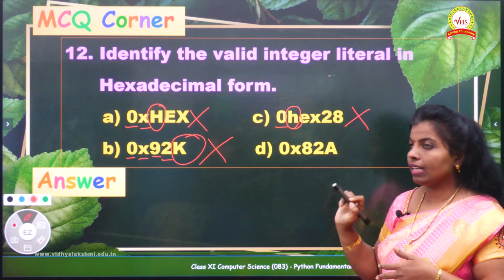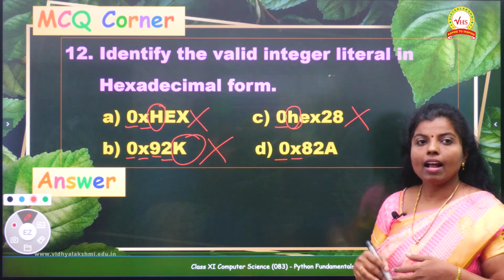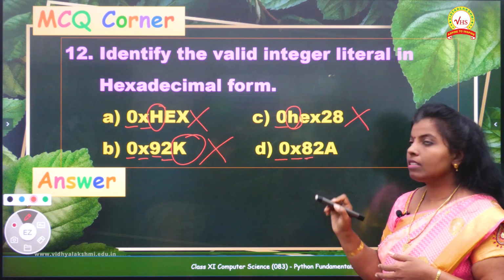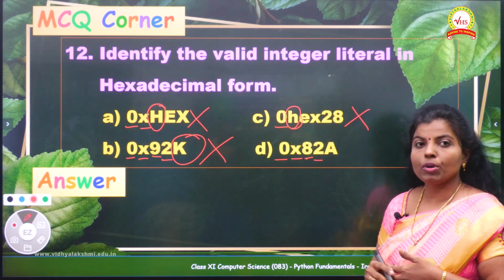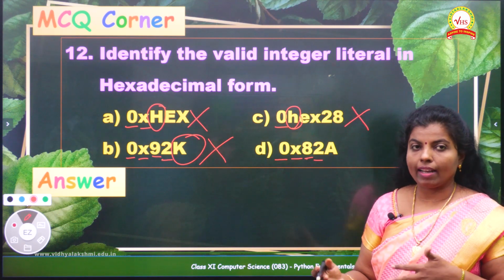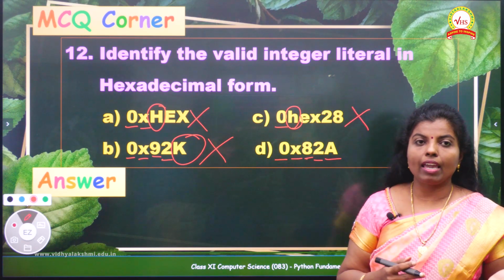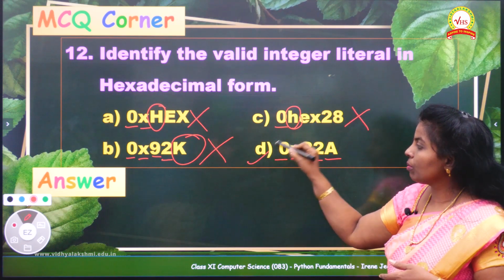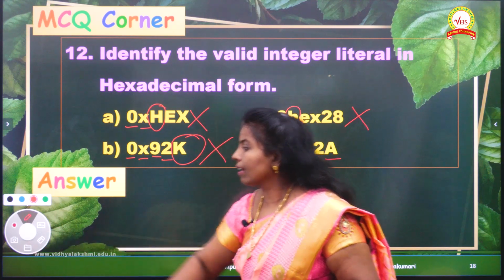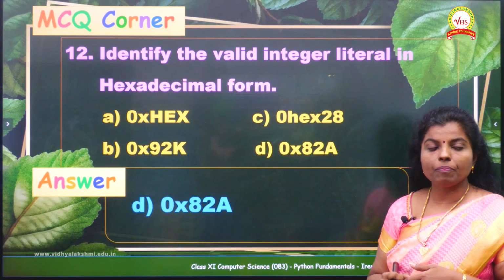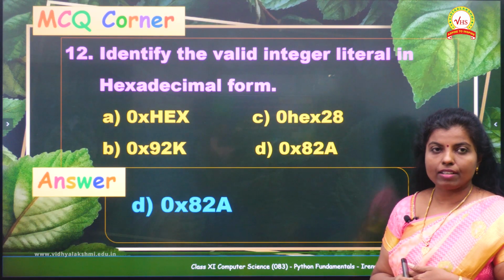If you see option D, it begins with the number 0 followed by the letter X and followed by 8. This is between the range of 0 and 9. And again we have the number 2. This is also between the range of 0 and 9. And we have a character A. This is also between the range of A and F. So this is going to be a valid integer literal in hexadecimal form. So our correct option is option D, 0x82A. This is a valid integer literal in hexadecimal form.